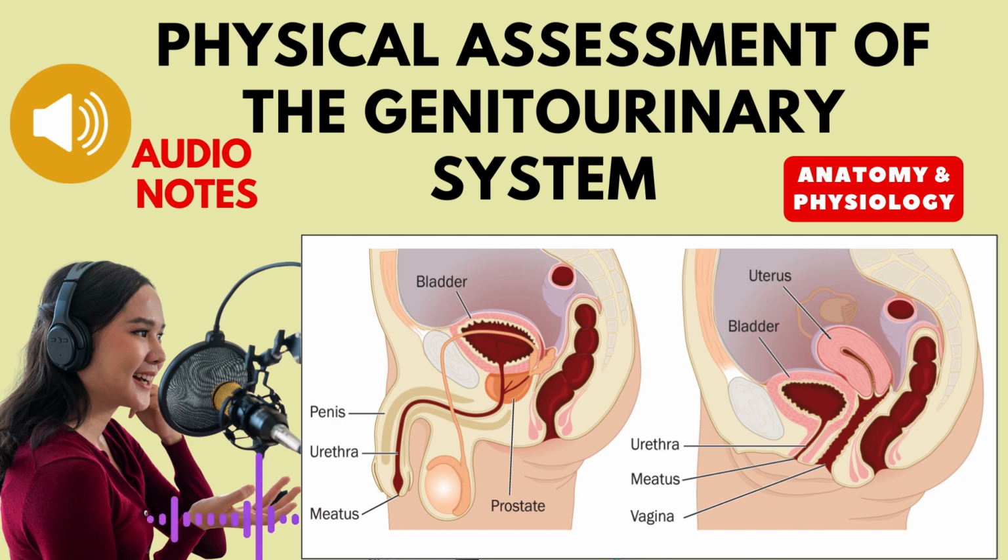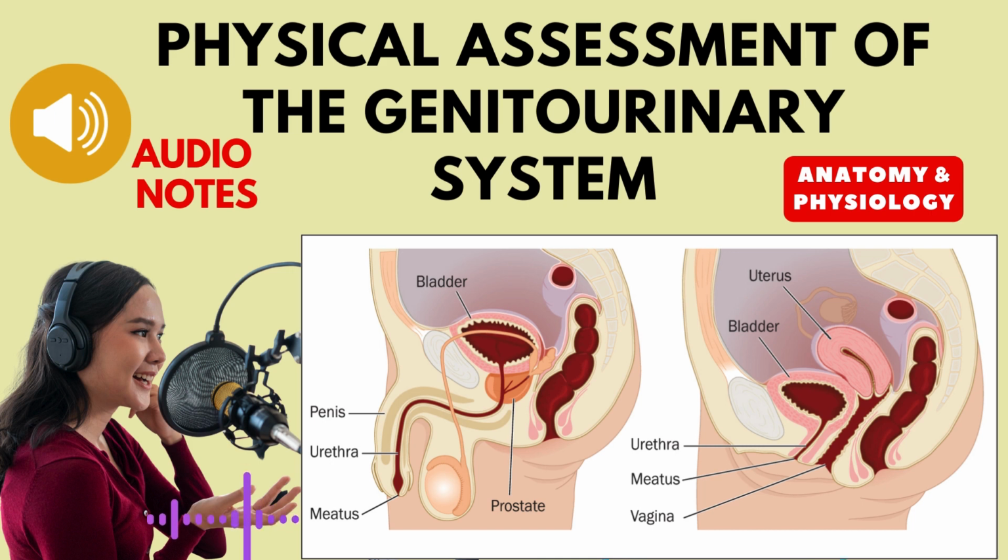The physical assessments of the genitourinary system have both similarities and differences for males and females. We'll also cover the procedures for rectal assessment, which are the same for both genders. Let's dive right into the assessment process, starting with the male genitalia inspection. Male genitalia inspection. Examine the foreskin by retraction.